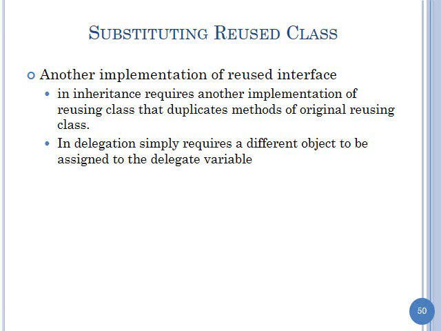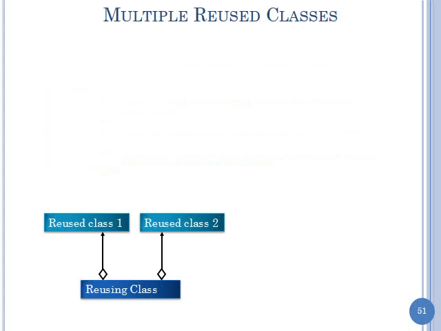So again, to emphasize the point, inheritance requires another implementation of the reusing class that duplicates the methods of the original reusing class. Delegation simply requires a different object to be assigned to the delegate variable. So correct the grammar here. In delegation, my reusing class can reuse multiple reuse classes.